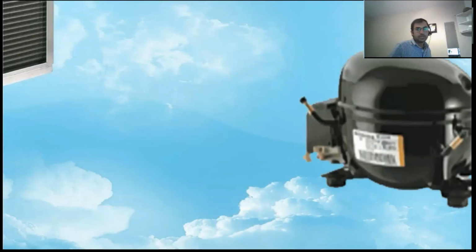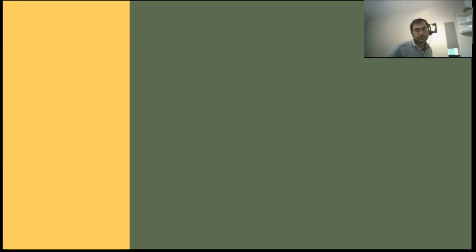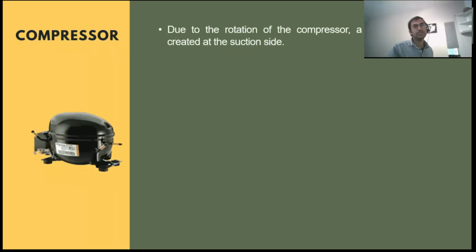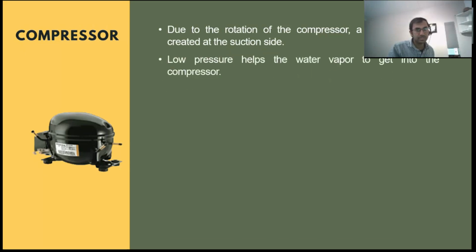We will learn the compressor. Now, compressor at a stretch: we can see that due to the rotation of the compressor, a low pressure is created at the suction side. Low pressure helps the vapor get into the compressor. Here this is not water vapor, this is refrigerant vapor.